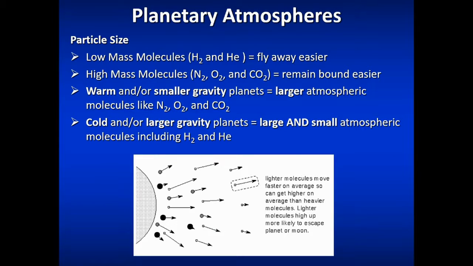The smaller the particle, the easier it flies off into space. So if you have a planet with a small gravity or a warm temperature, you're likely going to have just larger, high mass molecules such as nitrogen and oxygen and carbon dioxide. They remain bound easier due to their larger size. And so warm and smaller gravity planets have the large atmospheric molecules, and cold and larger gravity planets tend to have large and small atmospheric molecules. This is why we see a lot of hydrogen and helium around the Jovian planets.